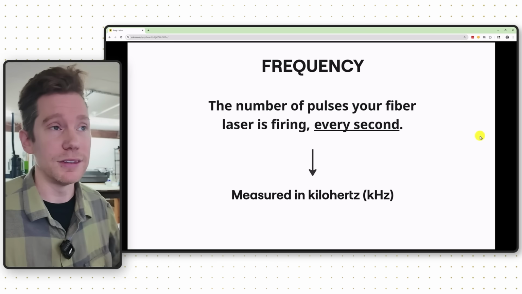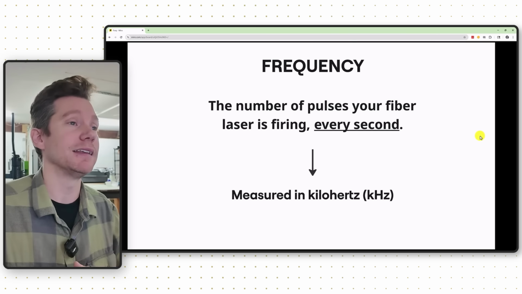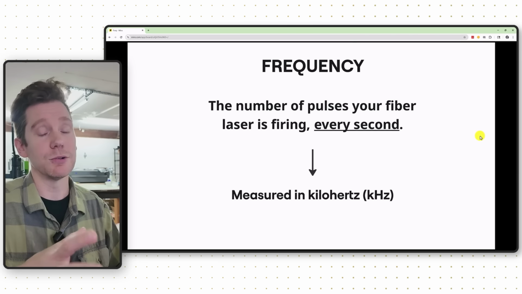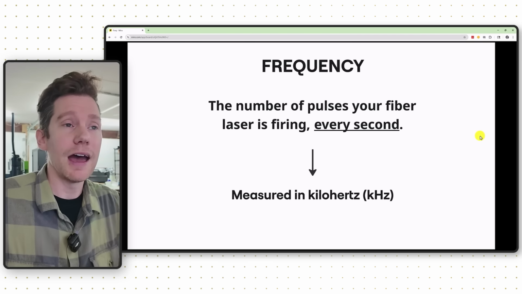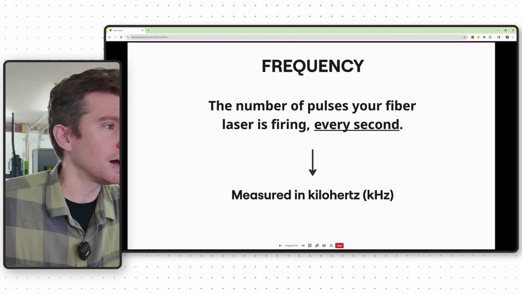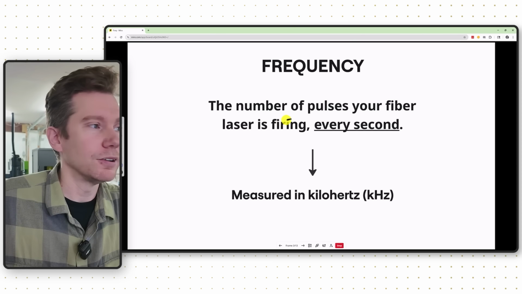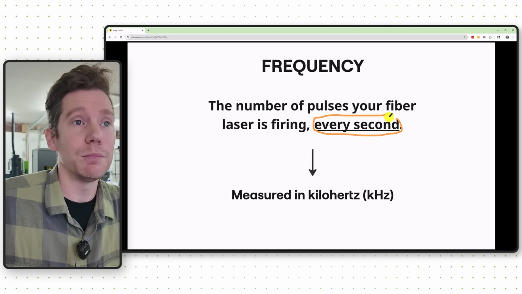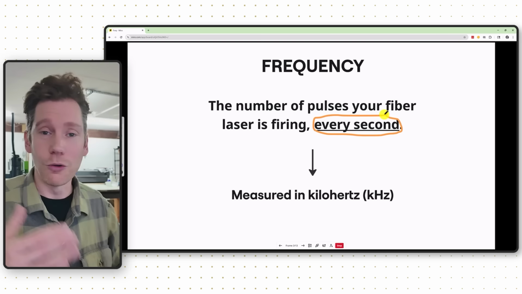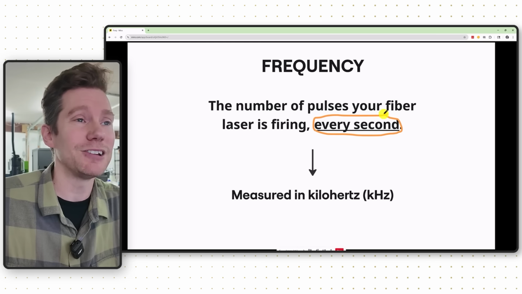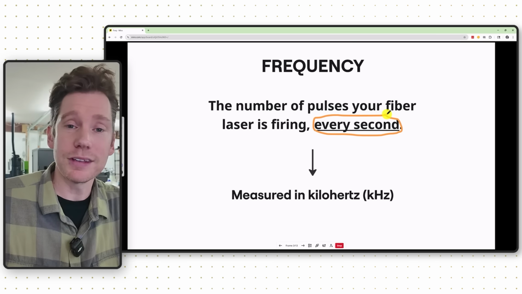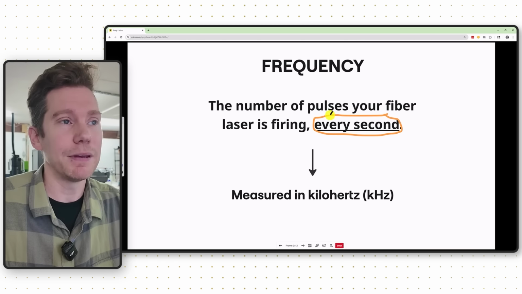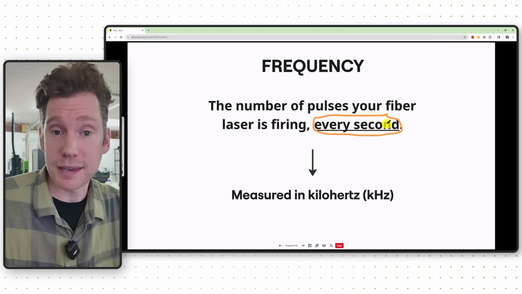Okay, so starting with the definition. Frequency is defined as the number of pulses your fiber laser is firing every second. And you can see how I underlined every second there. This duration of time is going to be really important, and I'm going to come back to it over and over again during this presentation. So just understand that everything that we're talking about today is happening in the time frame of 1 second.